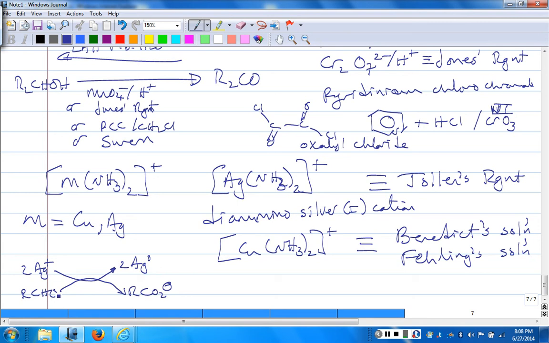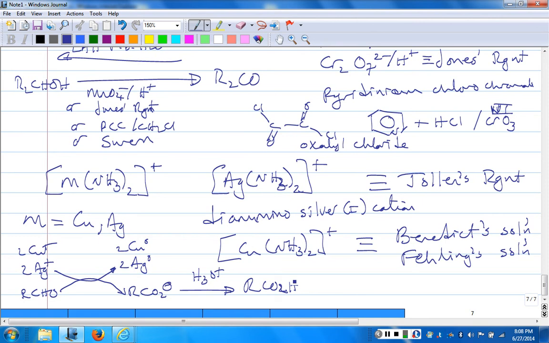Because remember, here I've got 2 bonds to heteroatoms. Here I've got 3. So that's a 2 electron loss. Those 2 electrons are picked up by 2 silver pluses, or 2 copper pluses, that get reduced to the metal. Now, because we're under basic conditions, we don't make the carboxylic acid per se, we make the carboxylate. If I actually want the carboxylic acid, I would have to acidify with HCl or sulfuric acid. In fact, many of you were doing this in your organic lab the other day.